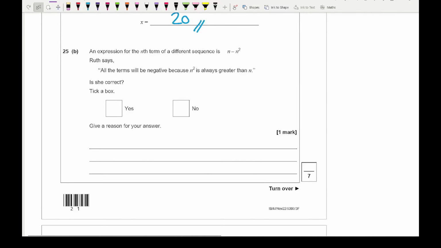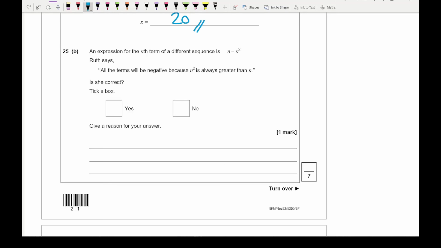Then moving on to question 25b, it says an expression for the nth term of a different sequence is n minus n squared. Ruth says all the terms will be negative because n squared is always greater than n. Is she correct? You tick a box. Now for this, let's have a look at what this is. Now remember, n is the position of a term.